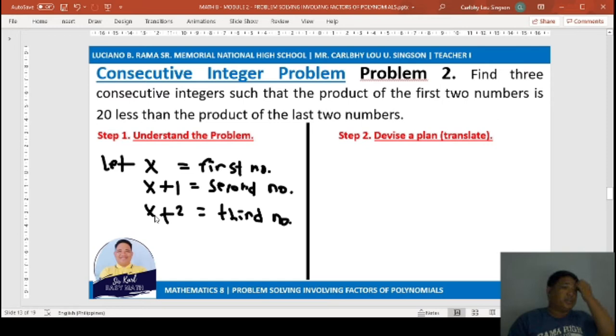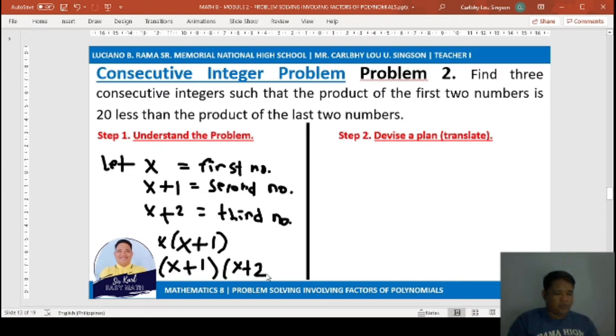So here, if you try to devise the plan, translate, we know that the product of the first 2 numbers is x times x plus 1. And the product of the last 2 numbers is x plus 1 times x plus 2. Now our condition here is: find the 3 consecutive integers such that the product of the first 2 numbers is 20 less than the product of the last 2 numbers.